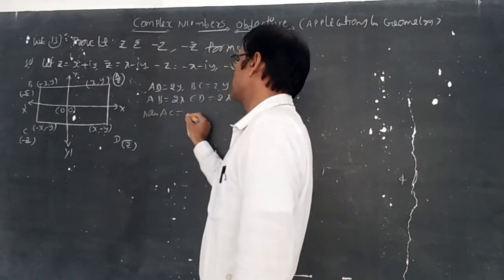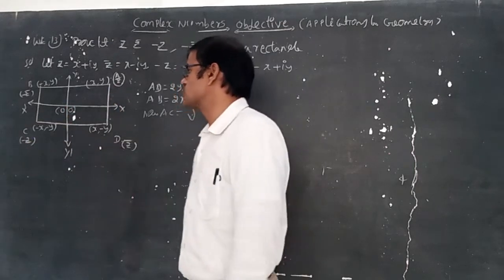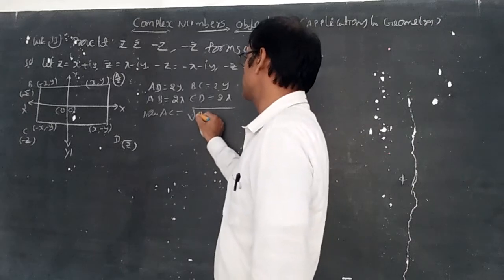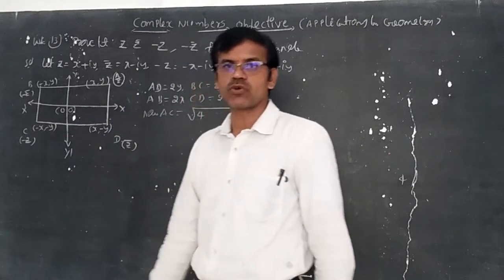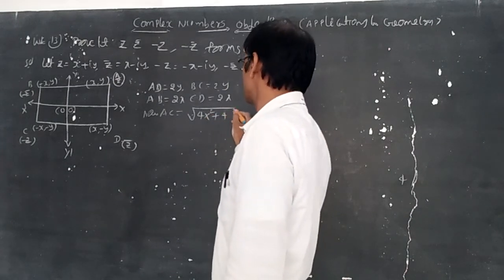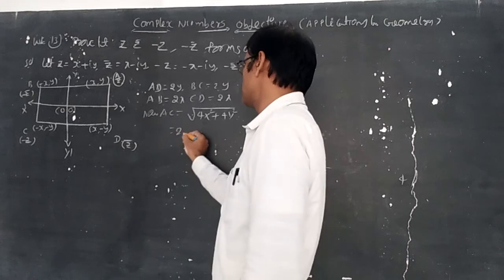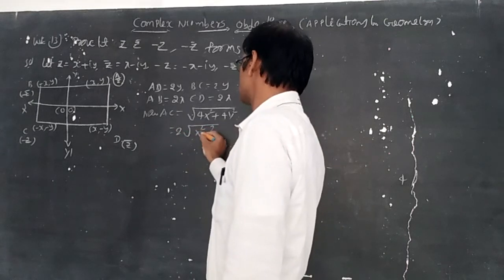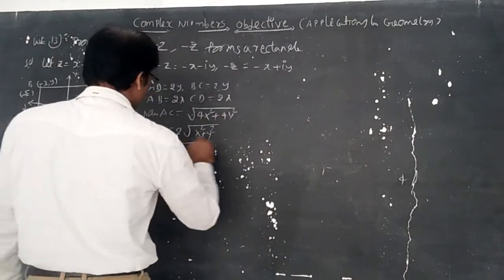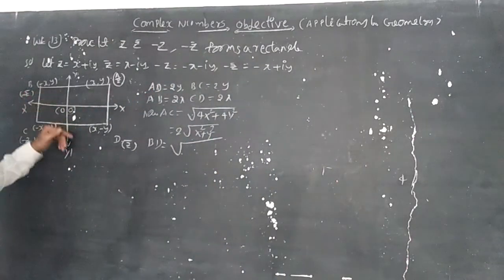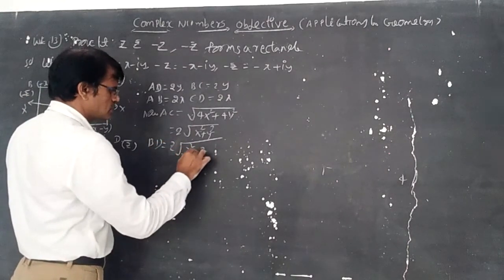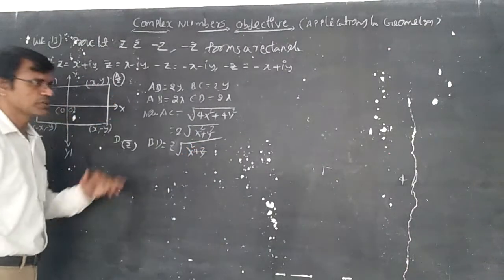Now calculate AC. AC is equal to the square root of x minus of minus x, that is x plus x, whole square, 2x whole square becomes 4x square, plus y minus of minus y whole square, this is 4y square. So 2 into the square root of x square plus y square. Now BD in the similar way you can calculate: 2 into the square root of x square plus y square. So AC is equal to BD.